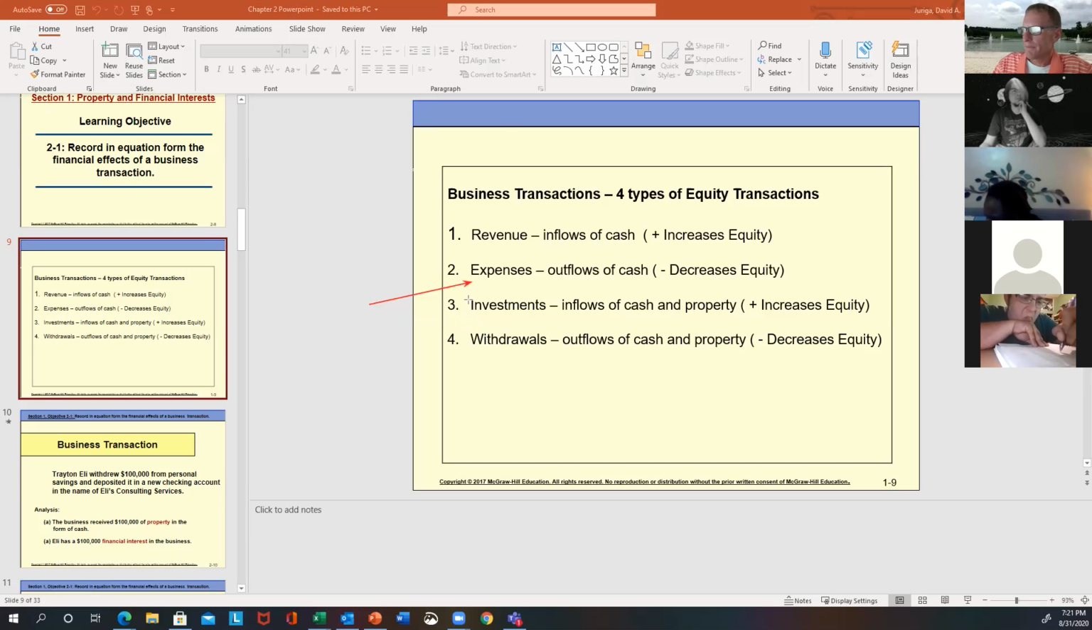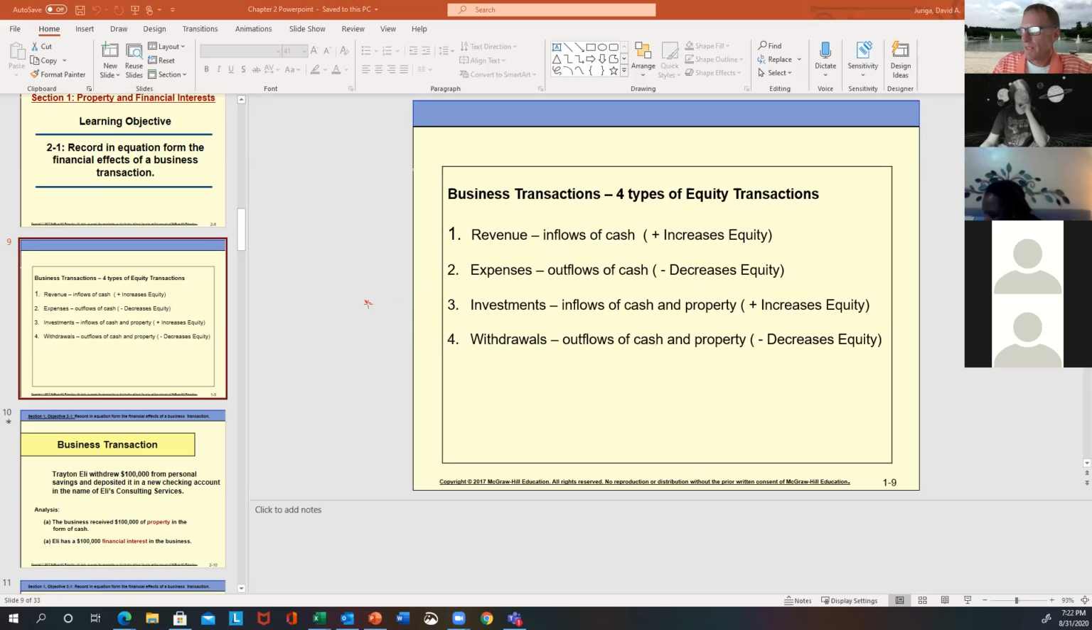Notice expenses and withdrawals both decrease equity. They act the same way. So you might be saying, okay, what does it matter? Why do we have to have two different categories? If they both decrease equity and they both represent some sort of outflow of money most of the time, why do we just call them one category called expenses?